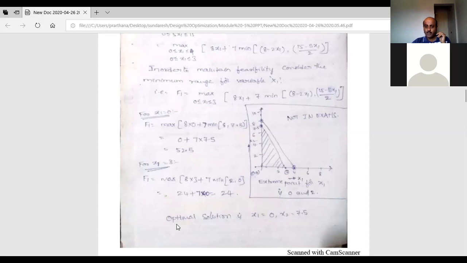So therefore, the optimum solution is, look at here at the end, x1 is equal to 0, x2 is equal to 7.5. So this is how we are going to get the optimum values of x1 and x2. The problem is simple. There are a number of steps, not an issue. The only thing is you should write the equations very clearly, and you have to get the solutions for this.